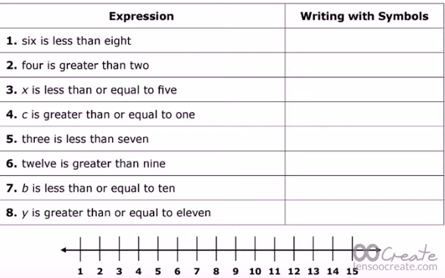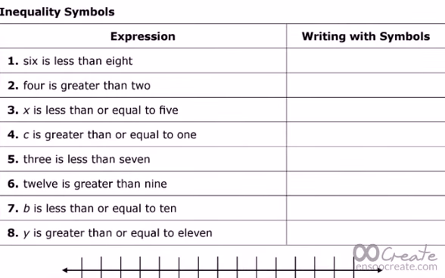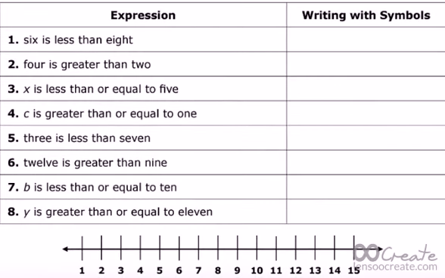Looking at number 1, it says 6 is less than 8. Well, you probably remember that you write 6 first, and then you write the less than symbol, and then you write 8. Hard to write on my tablet, sorry about that. Next, you do 4 is greater than 2. So we start with 4. We write the greater than symbol, and then we write 2.